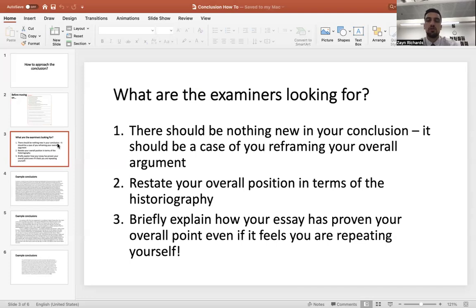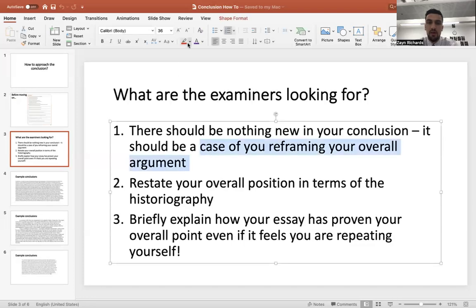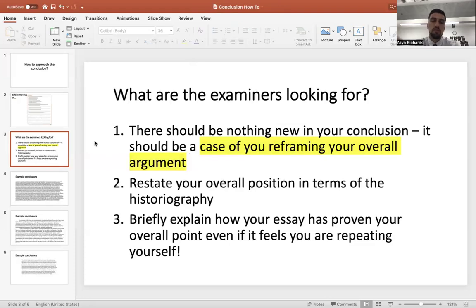The primary function of a conclusion is literally what it says here. It should be a case of reframing your overall judgment, so your overall argument and judgment in relation to the question. Secondly, you want to restate your overall position in terms of the historiography. So make sure you're situating yourself in that historical debate. Where do you lie? What is your position in terms of the debate? That's another really important thing.